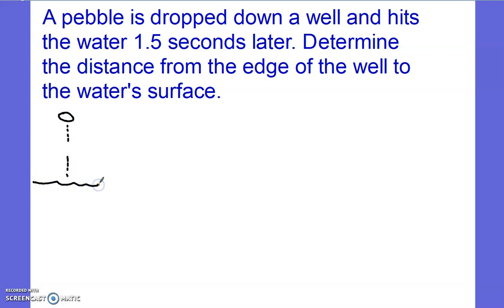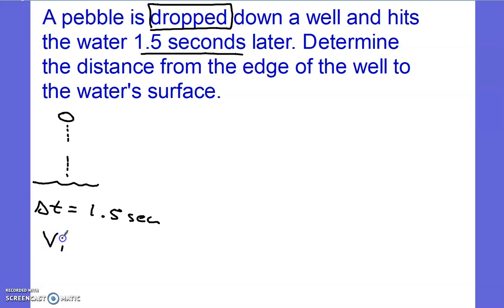We have our pebble falling into water, and then we are going to write down our givens. And it looks at first glance like we only have one value, 1.5 seconds, which is our time. But there's some other keywords to look at here in order to figure out what some other givens are. One of the keywords that we see is the word dropped. Whenever you see that something is dropped, that means that it starts from rest. In other words, its initial velocity is 0 meters per second.